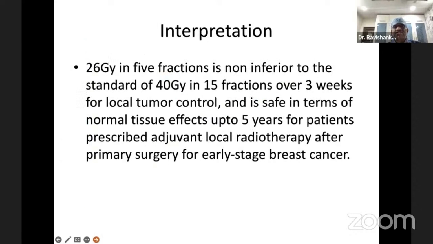So 26 gray in 5 fractions has become a standard of care, especially during this COVID era, which has really taught us new lessons like hypofractionation. This is called ultra hypofractionation for prostate and breast, which are very common.